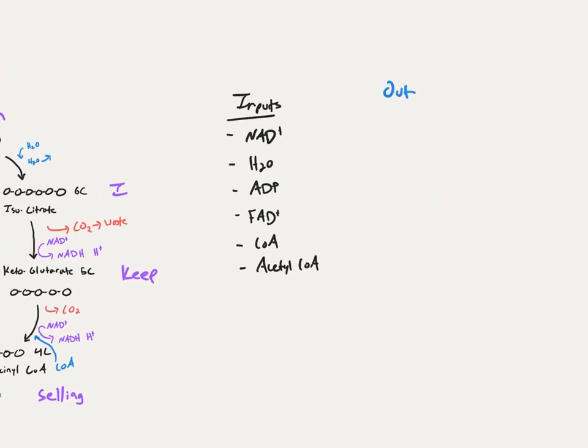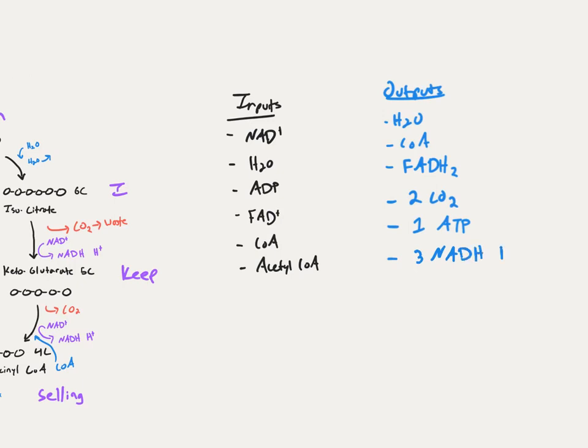Outputs. H2O. CoA. FADH2. How many? 2 carbon dioxides. What else? 1 ATP. 3 NADH, H+, so also 3 hydrogen ions. And I think that's it. Anything else? Okay. So there's our production of these different molecules.